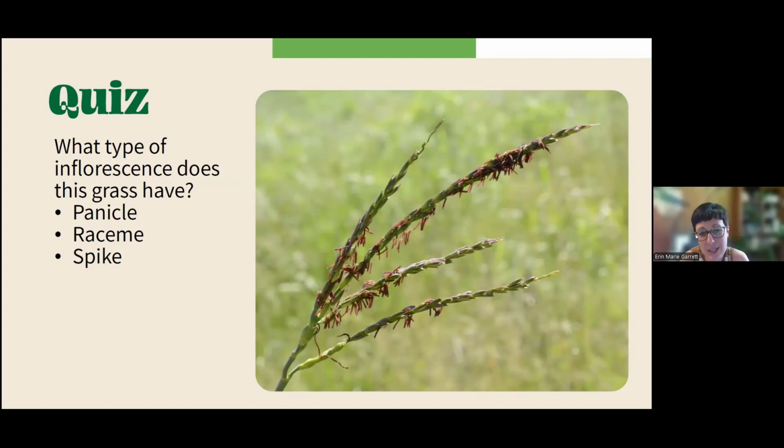Okay, excellent. Most of you are correct. This one is a raceme. So in this case, we're going to have these long finger-like collections of spikelets that are attached with a little stalk or pedicel. It's really tricky sometimes, but we're going to go with raceme for this one.